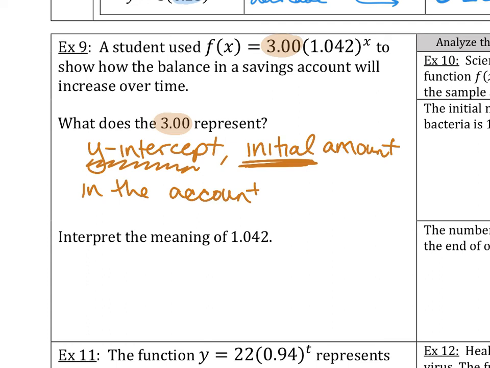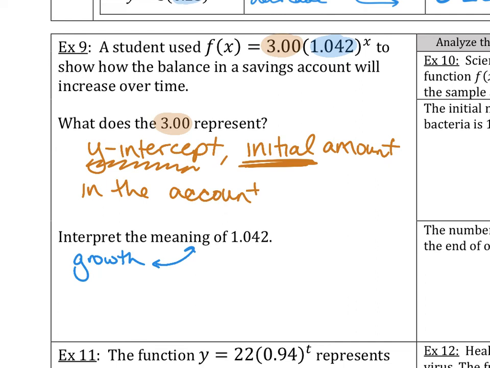It says interpret the meaning of 1.042. What are some things we know? I want our brain to start thinking immediately. Should this graph be going up or going down? It's going up. Why is it going up? Because this shows that we're going to have a growth. And then I want us to figure out what the rate of growth is. We should be able to interpret that.